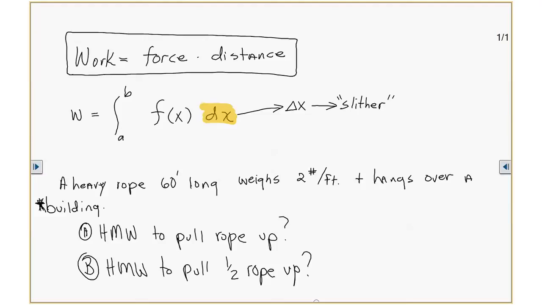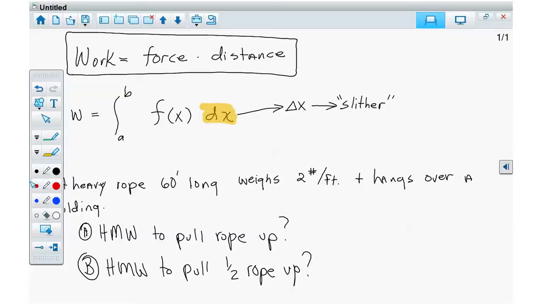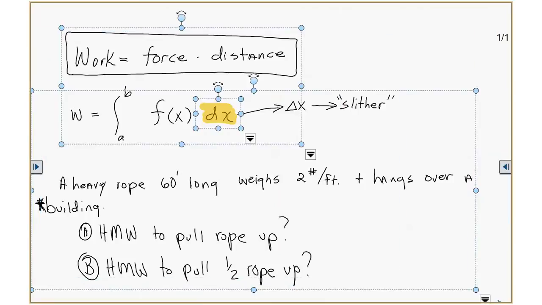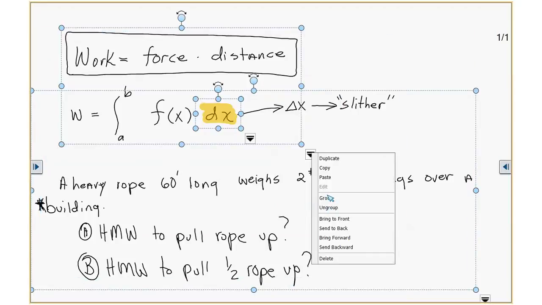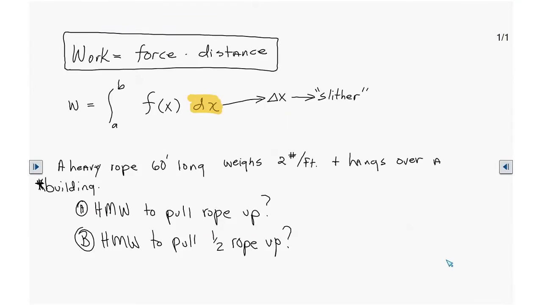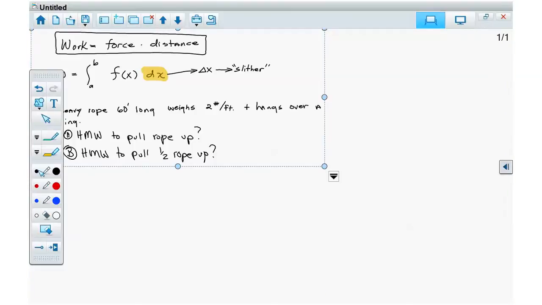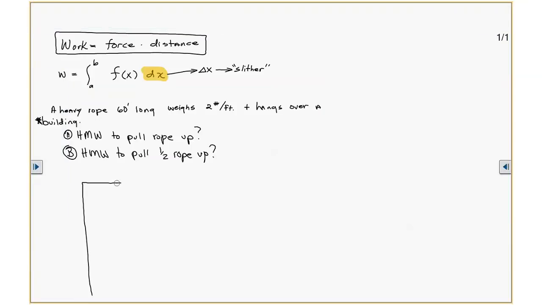Now draw a picture. It's not going to be real hard to draw a picture because we're talking about a building with a rope hanging off of it. So hopefully y'all can draw a picture of that. If you can't, just chalk that up as being a building. So here's the building, and you got a rope hanging off of it for 60 feet.